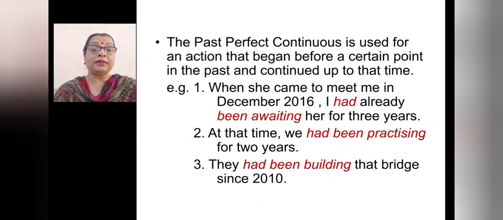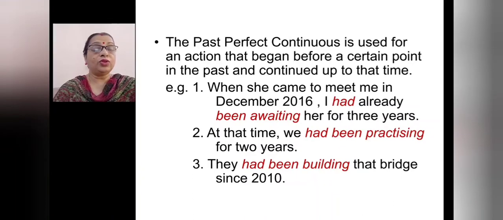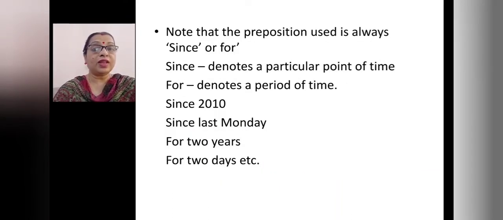At that time, we had been practicing for 2 years. They had been building that bridge since 2010. Notice here, for 2 years is written and since 2010. So what should you remember for writing for or since? Note that the preposition used is always since or for.